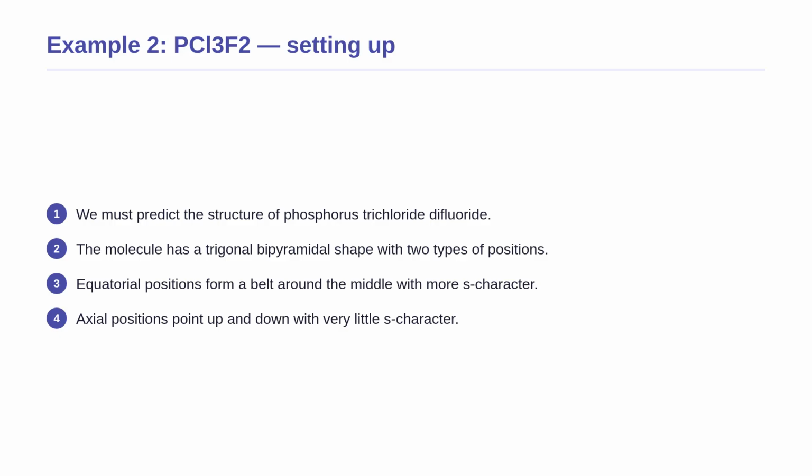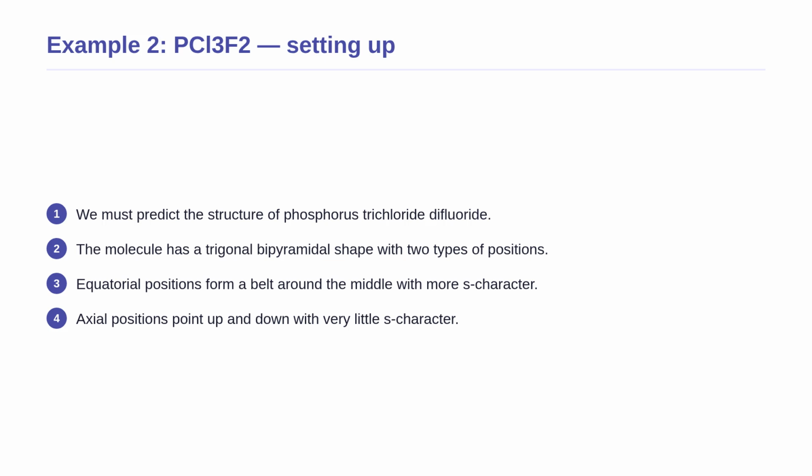Now that we have our hybridization formula, let us solve for the exact structure of phosphorus trichloride difluoride. We are asked to determine exactly where the 3 chlorine atoms and 2 fluorine atoms will go. We know the sp3d hybridization creates a trigonal bipyramidal shape. This shape has 2 distinct types of positions.